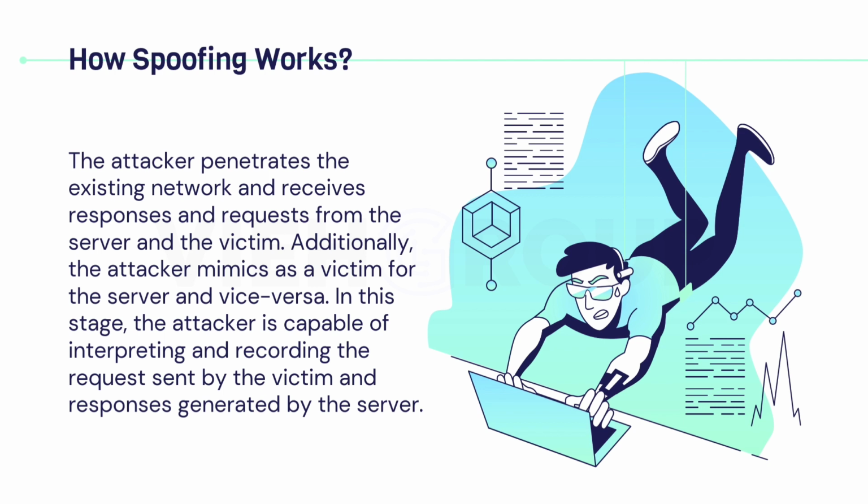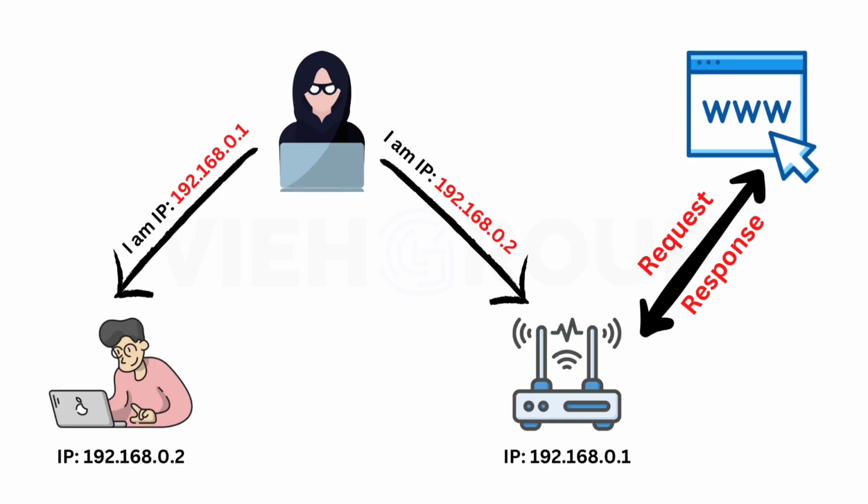Let's discuss what is spoofing. In this process, the attacker, the hacker, mimics the victim for the server and vice versa for the user. In this stage, the attacker is capable of interpreting and recording the requests sent by the victim and responses generated by the server. As you can see in this diagram, the attacker is mimicking a router for the victim and a user for the server. This way, all the requests and responses are going through the attacker's computer.